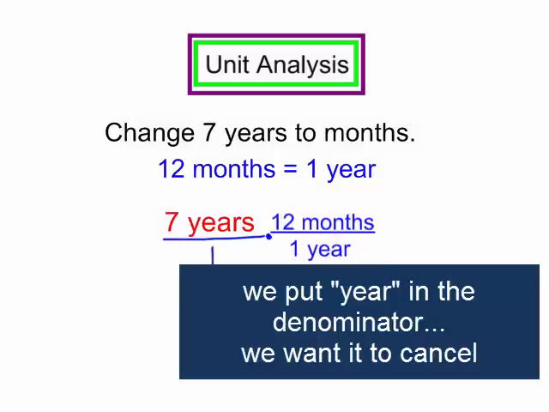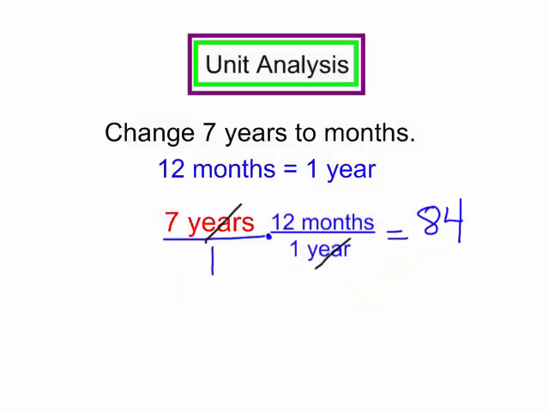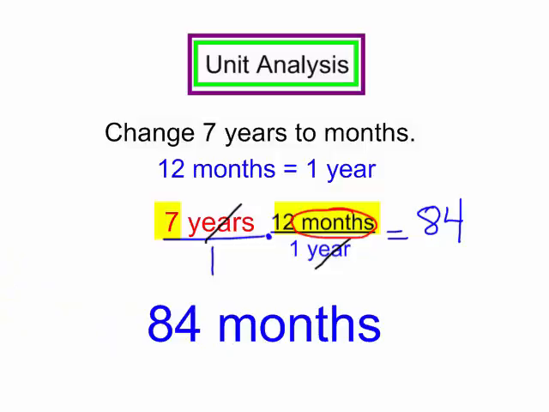I will put this in fraction form, and I'm putting the year on the bottom because I want it to cancel. So let's multiply. 7 times 12 is 84. The years will cancel, and I will have the months left. So it'll be 84 months. Now notice we're going from years to months. So when I go to a smaller unit, it takes lots more of them.